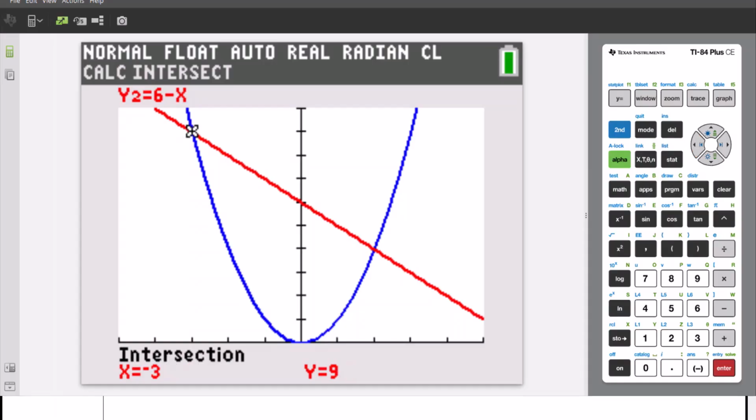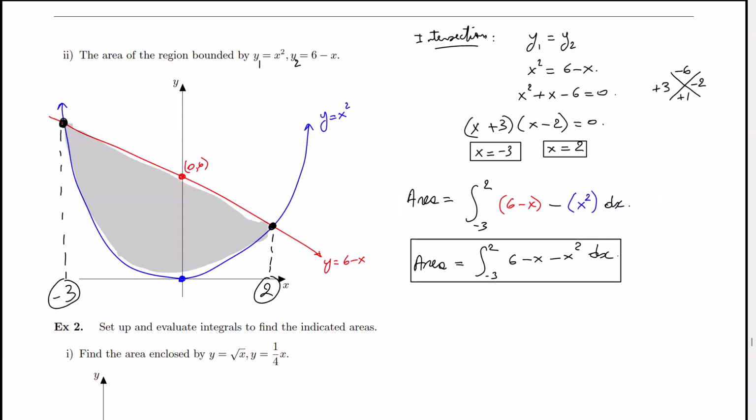And you can see the intersection point at the bottom of the screen. It says -3 and 9. So it gives me both x and y coordinates. So it seems like the actual point on the left side is -3, 9. This is the actual coordinates, and that's where I'm getting the -3 from, by the way.